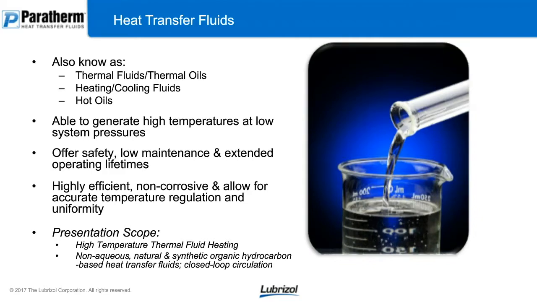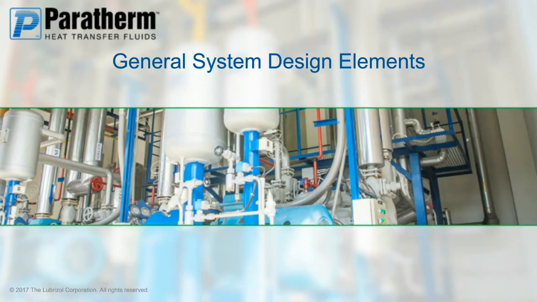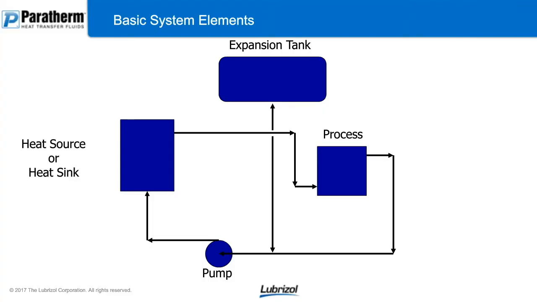The general system design elements. Now, this is a very basic layout of what a thermal fluid control system looks like. We start off with your heat source or heat sink. This is, for our purposes, going to be in the form of a gas-fired or oil-fired heater or an electric element heater. That's going to be heating the oil to send out into the system.